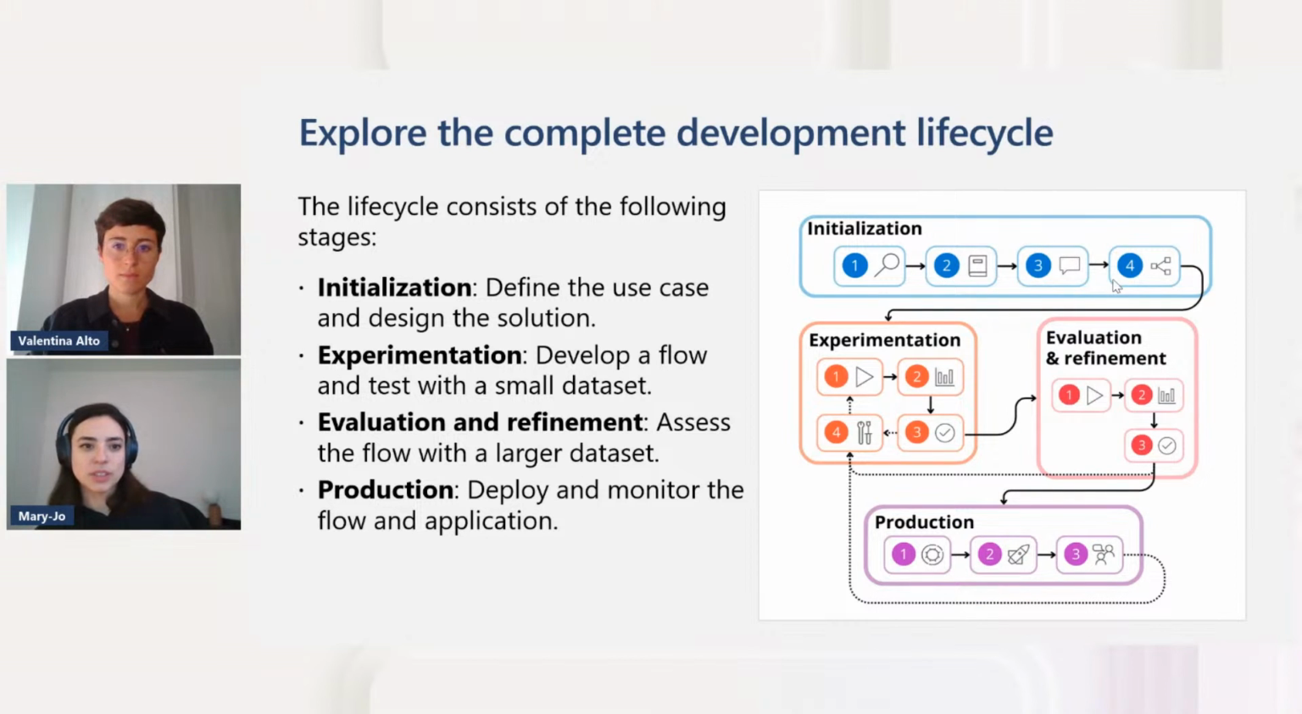So if we drill down a little bit, we can see how it looks for each of these phases. You can see initialization, where we have those 4 steps that are really about defining the objective, collecting the sample data, building a basic prompt, and designing that flow. Because after we've designed the flow, we would go into the Azure AI Studio, for example, and try an experiment. So we would build that flow, evaluate it with a small data set, see how it performs, look at the output, and iteratively go through that.